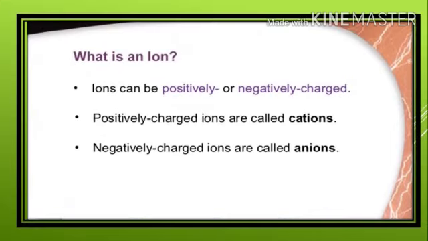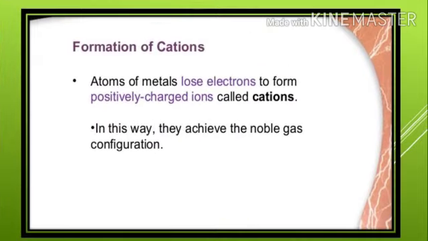Ions can be positively or negatively charged. Positively charged ions are called cations and negatively charged ions are called anions. Cations are formed by the loss of one or more electrons by an atom. Atoms of metals lose electrons to form positively charged ions called cations. In this way, they achieve the noble gas configuration.